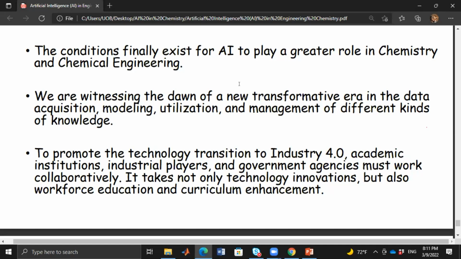Now to promote, this is very important, to promote the technology transition to Industry 4.0, academic institutions, industrial players, and government agencies have to work together. So that's basically how the world is moving. It takes not only technology innovation, but also workforce education, curriculum enhancement and awareness, like what we are doing right now.